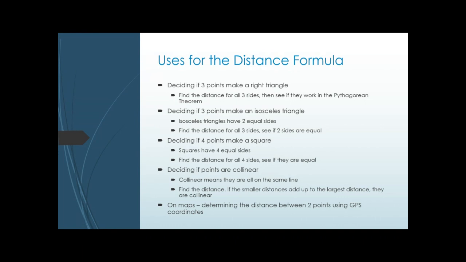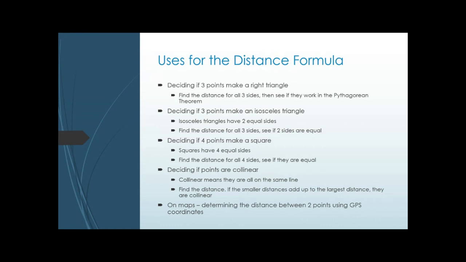So you're just finding the distance between each part of the triangle if you visualized it, if you drew it out. You can also use it to determine if something is a square, because squares have 4 equal sides. You can use it to determine if all of your points, if you connected them, make a straight line.